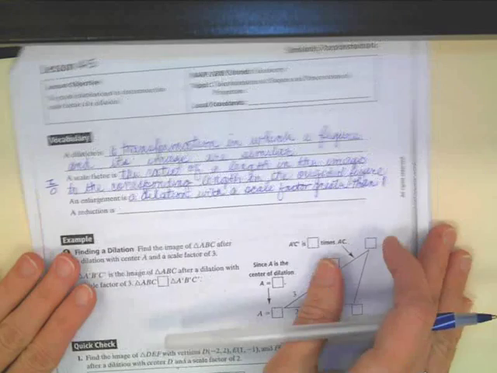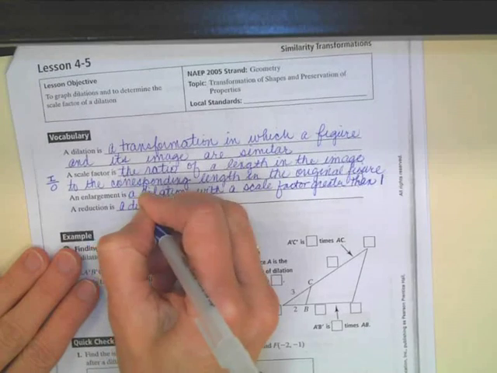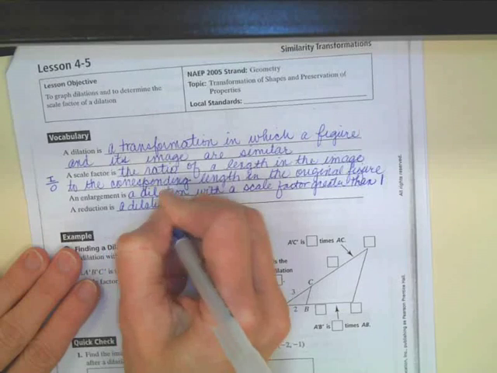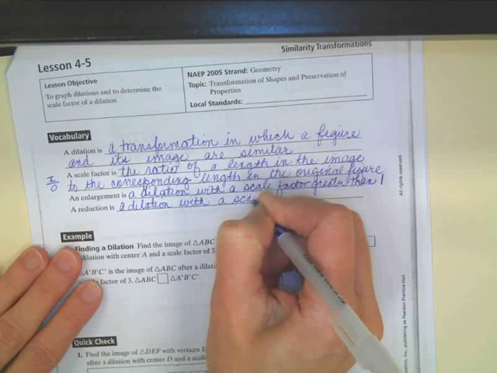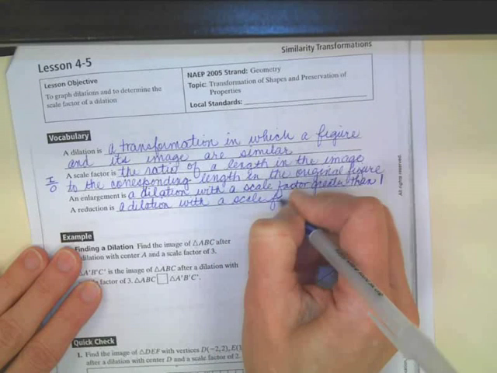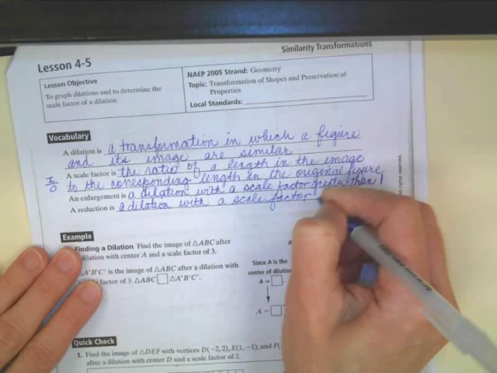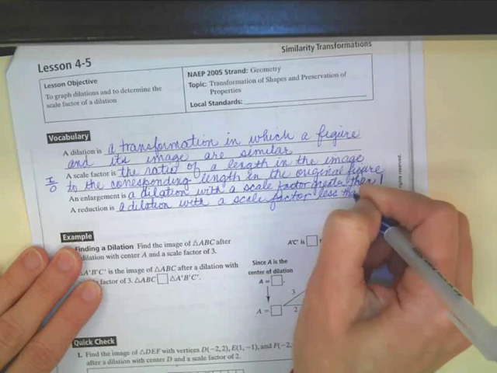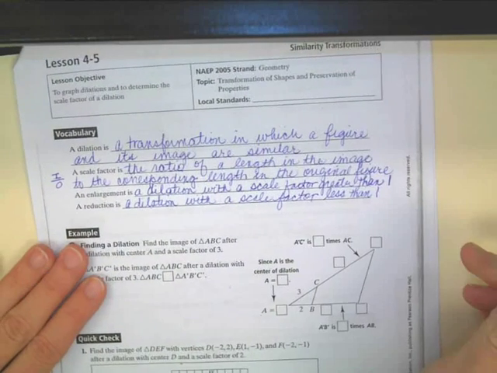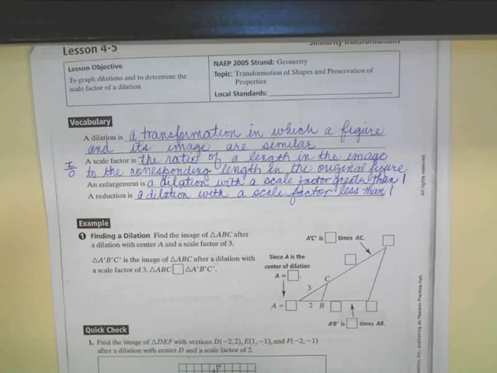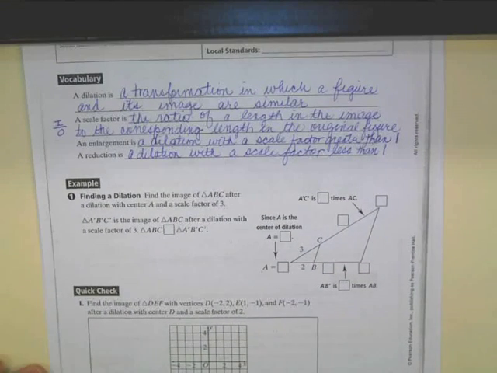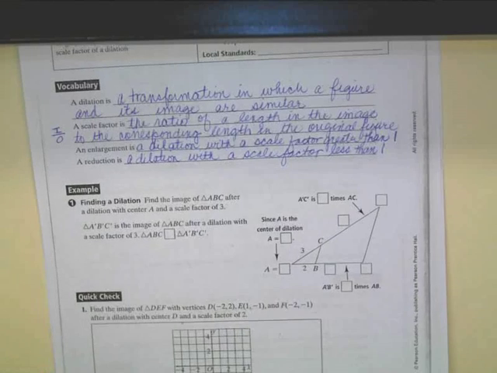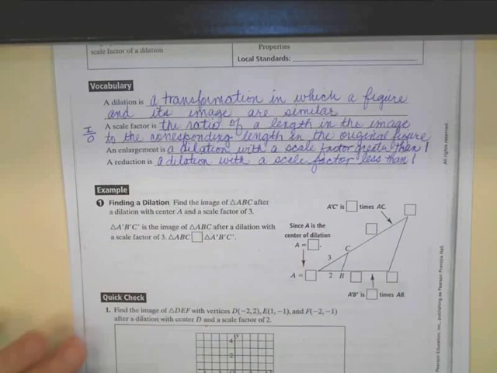A reduction is defined as a dilation with a scale factor less than 1. Okay, so when you shrink something or reduce it, that is also mathematical for dilation, but it just makes it smaller. Okay. All right. Finding a dilation.